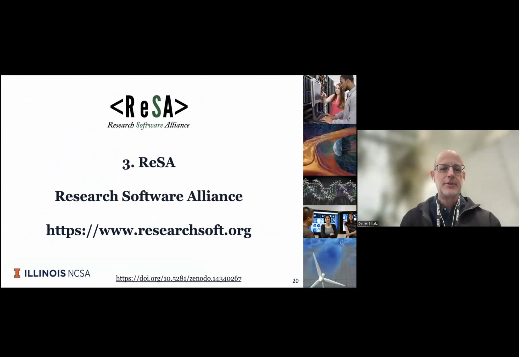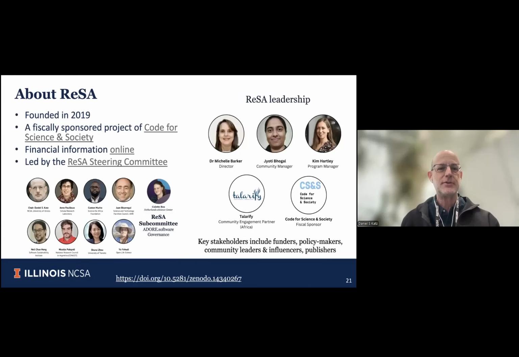Okay, and then the third thing I'll talk about is the Research Software Alliance. So ReSA was founded in 2019. It's a fiscally sponsored project under a different 501c3 umbrella, Code for Science and Society. All of our financial information is online. It's led by a steering committee that I chair, with people from a variety of different countries, continents, and roles. Our leadership is really staff people who are funded: a director, a community manager, and a program manager, as well as a community engagement partner.